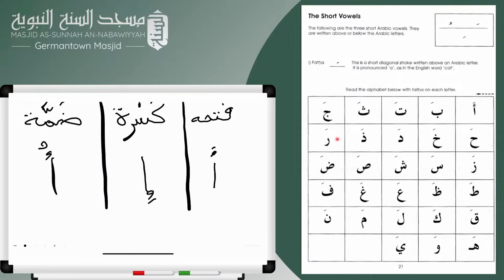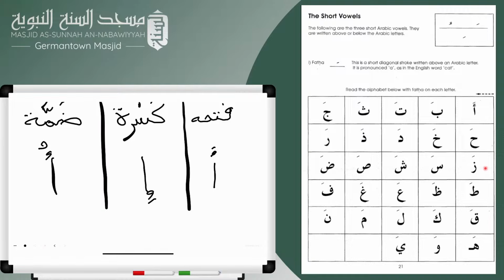Next line, which is line number 3, first box. What's that letter? Za. When a fatha lands on it, what's the resultant? Za. You spell it to me when I ask you to spell it as za fatha za.